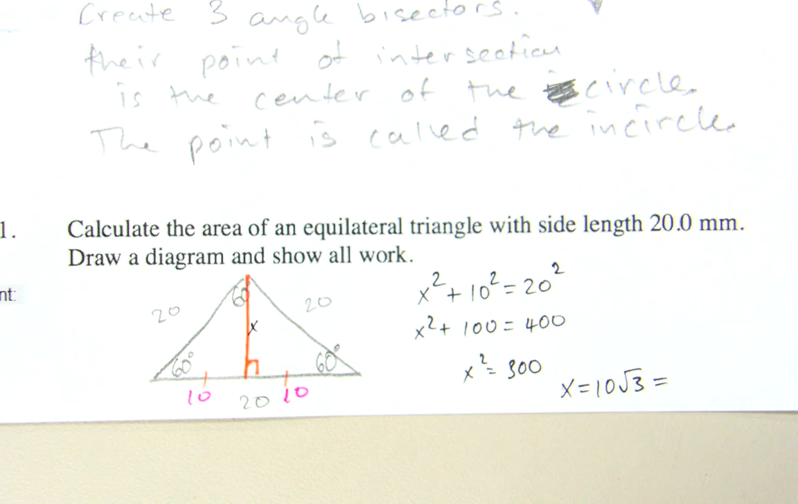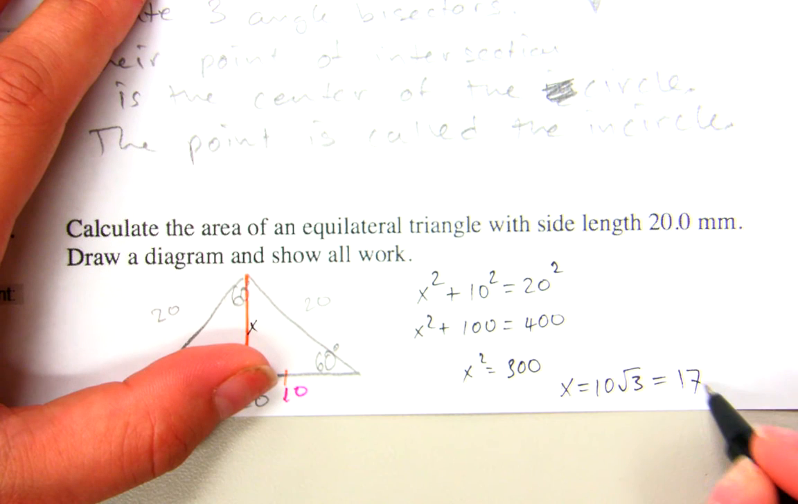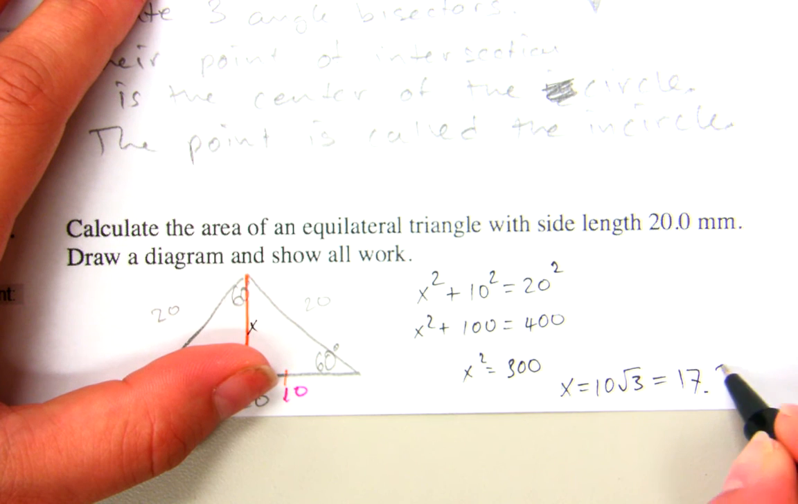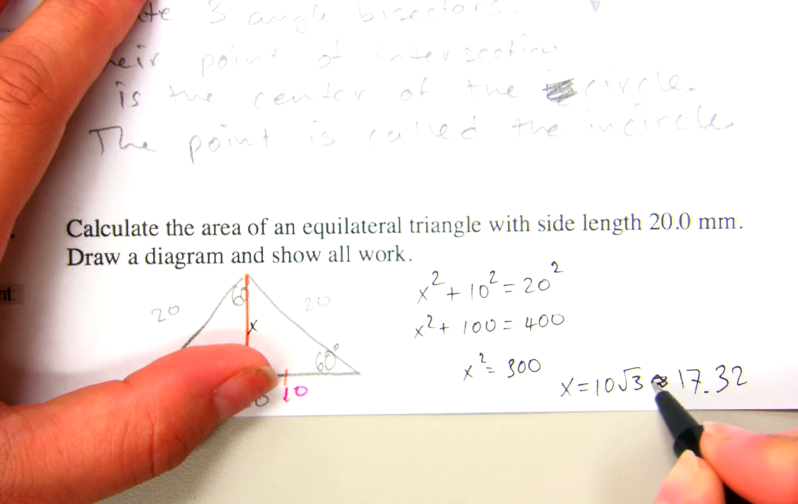Ooh, battery's low. That's not good. Off. I thought I turned that off. 10 times root 3. Well, whatever that is. Where's my square button? Okay. 17 point something. 32? Somewhere around there.